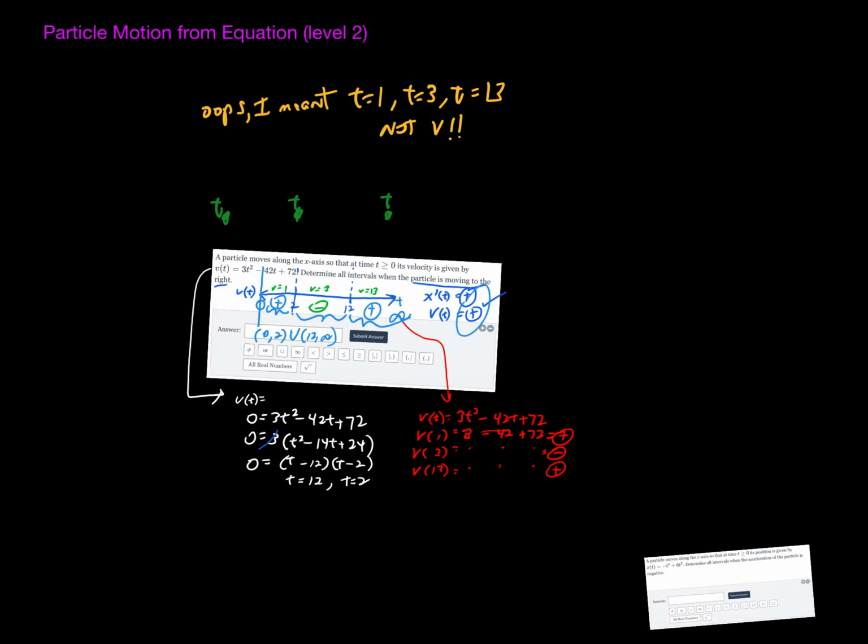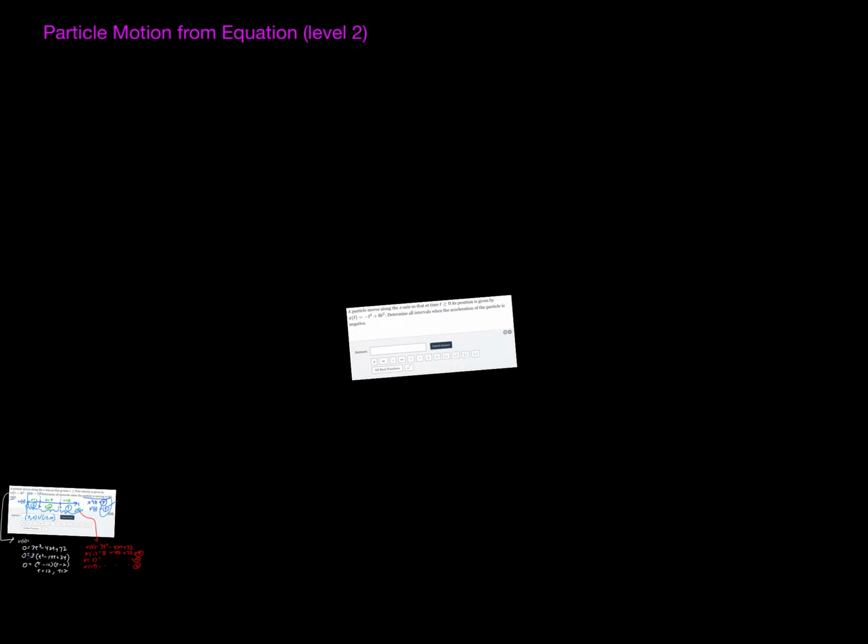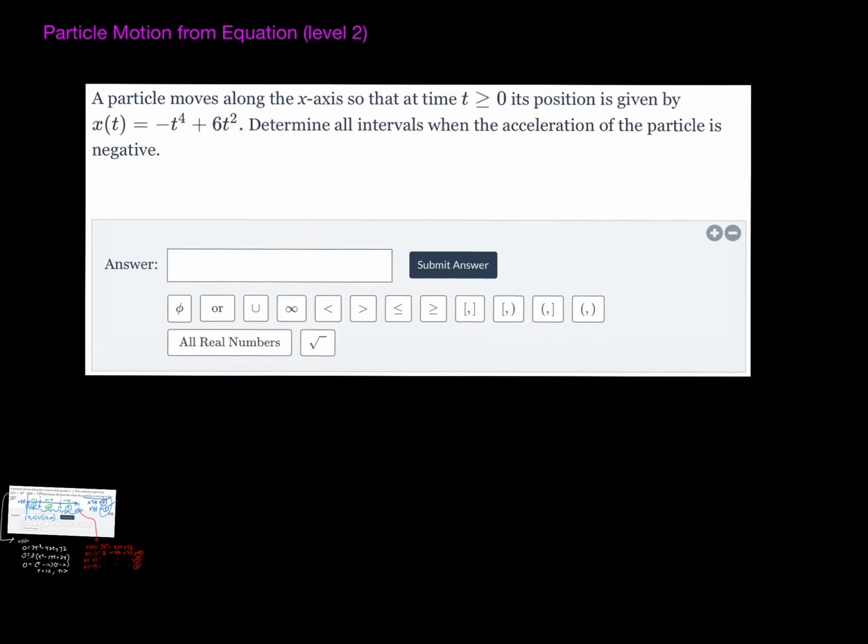Let's check out this next problem. Okay, now this one is not giving us the velocity function. Now we have the position function. So let's keep that in mind. If we need to figure out the intervals when the acceleration of the particle is negative, then we're going to generate the acceleration function and do a time number line for the accelerations and find where they're negative.